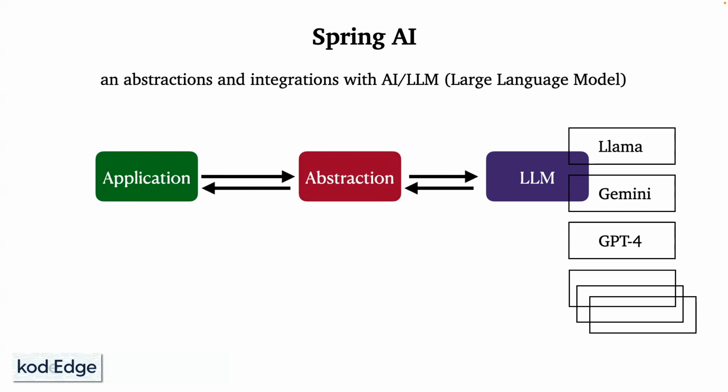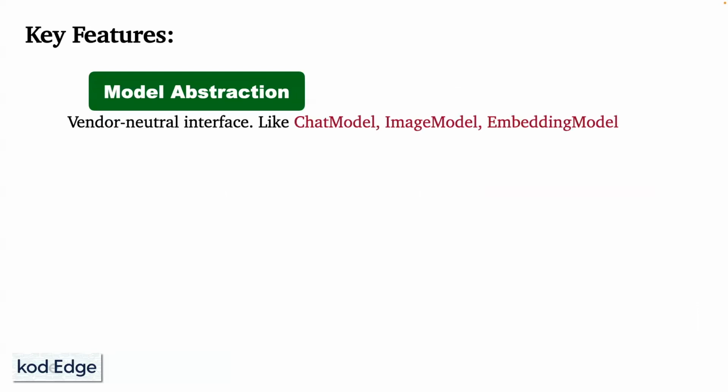So let's understand the key features provided by Spring AI. The first is model abstraction. Every AI service like OpenAI, Azure OpenAI, etc. has different APIs. So Spring AI provides a common interface like chat model, image model, and embedding models. This makes it vendor neutral. So you can switch from OpenAI to Azure OpenAI without rewriting all your code.